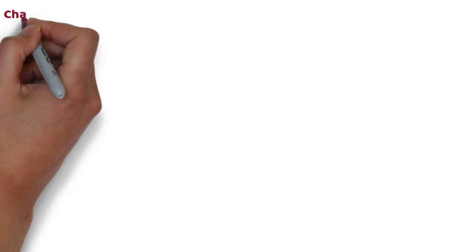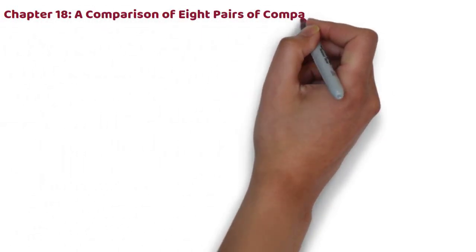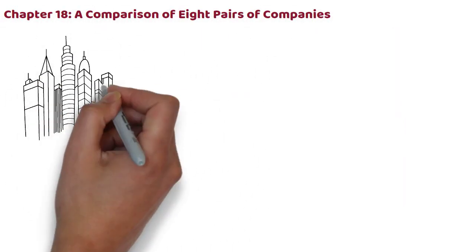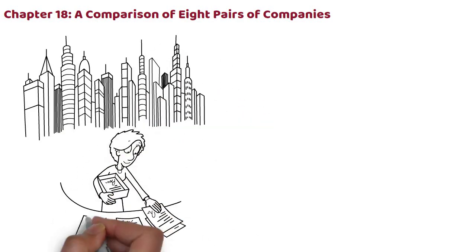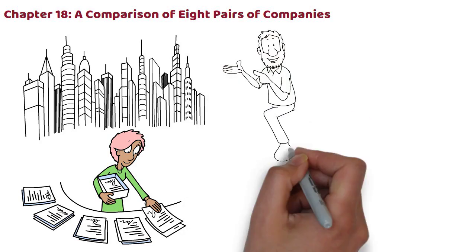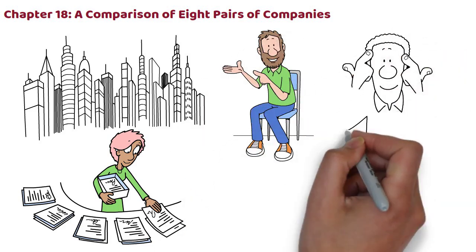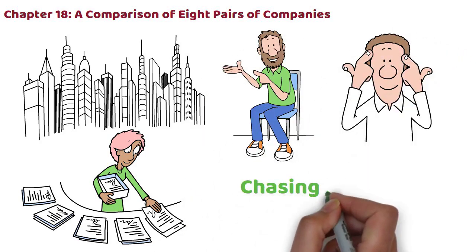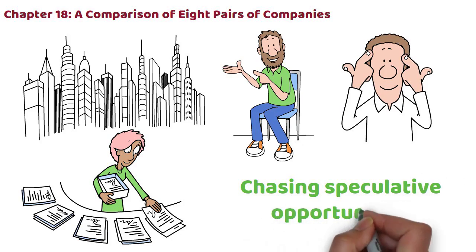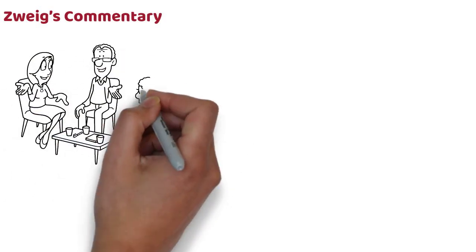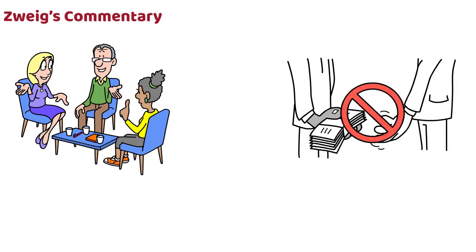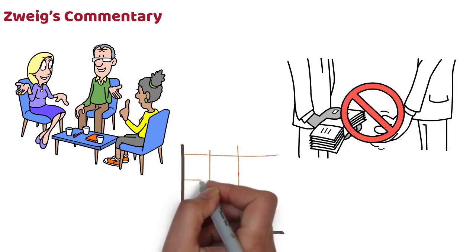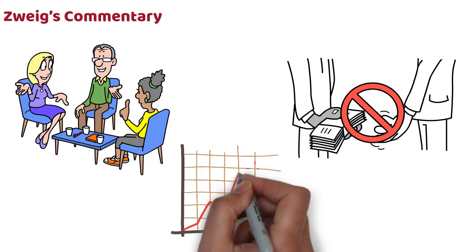Chapter 18: A Comparison of 8 Pairs of Companies. Graham compares 8 pairs of companies, one in each pair being a more speculative investment, and the other being more conservatively managed. He uses these comparisons to highlight the importance of focusing on solid, well-managed companies rather than chasing speculative opportunities. Zweig updates this analysis by discussing modern companies that fit Graham's criteria. He stresses the importance of avoiding speculative investments, especially in markets driven by hype and short-term trends.